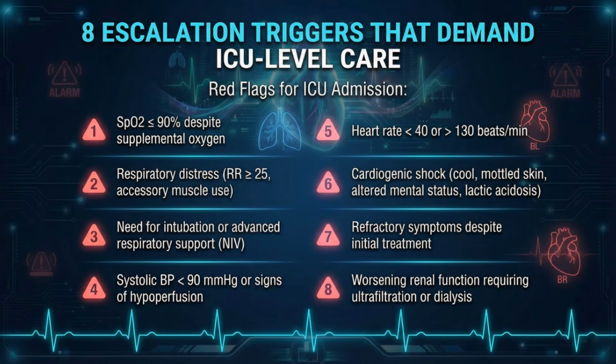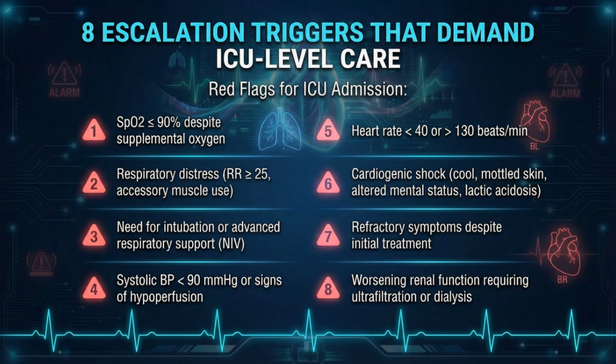While most patients are warm and wet, you must be able to identify those who need immediate escalation to the intensive care unit. Here are 8 critical escalation triggers that demand ICU-level care. Hypoxia, with an oxygen saturation of 90% or less despite supplemental oxygen. Significant respiratory distress, with a respiratory rate over 25 or use of accessory muscles. The need for advanced respiratory support like non-invasive ventilation or intubation.